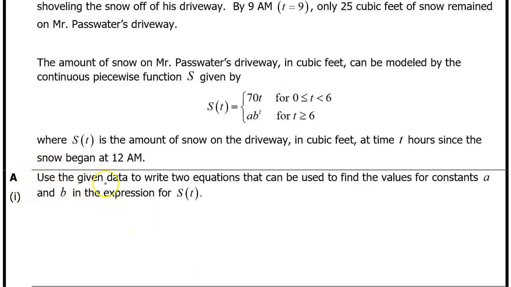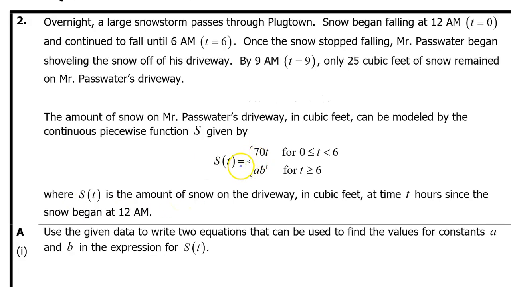Part 1. Use the given data to write 2 equations that can be used to find the values for the constants a and b in the expression for s of t. Be careful, a and b appear in this part of the piecewise function, so I need to be sure to use values of t greater than or equal to 6. In other words, we cannot use this first data point that at time t equals 0 there was 0 snow. I need to start with t equals 6.